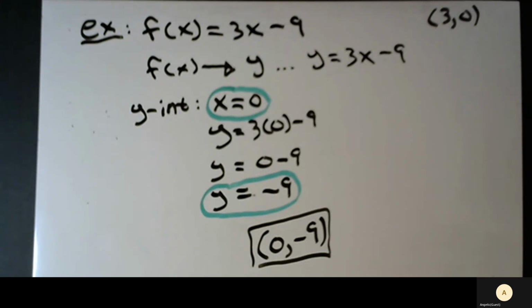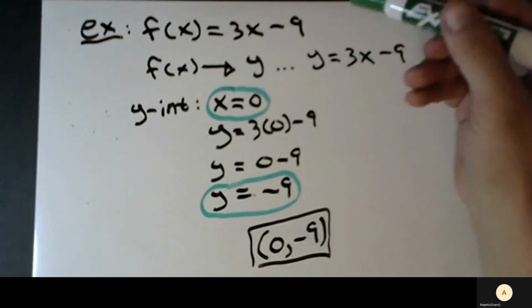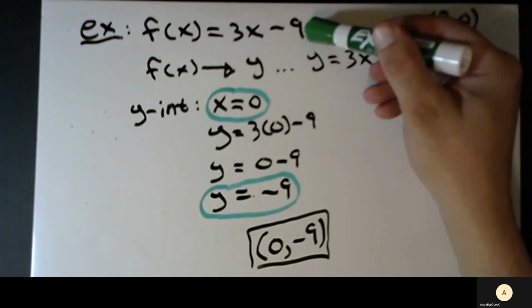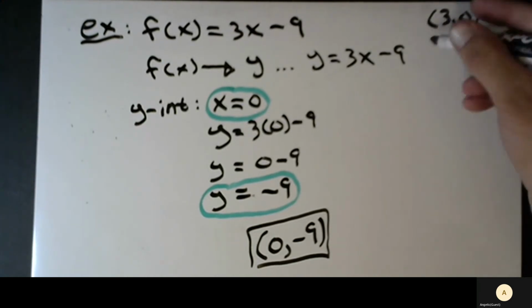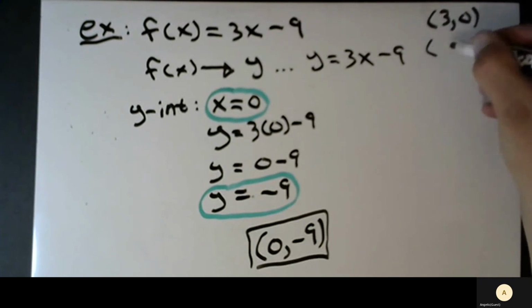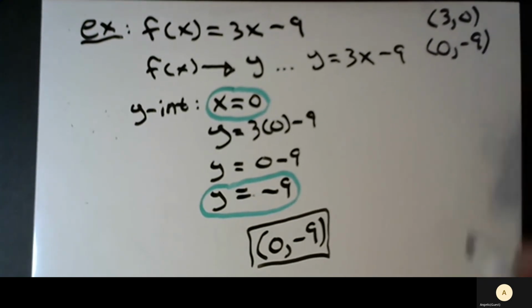Now, I'm going to point something out here, and this isn't a coincidence. But you see the -9 here for y? We also have a -9 up here. And that's not by coincidence. We'll talk about that in just a little bit. But we're going to finish here. We're going to graph this. Put that point up there.